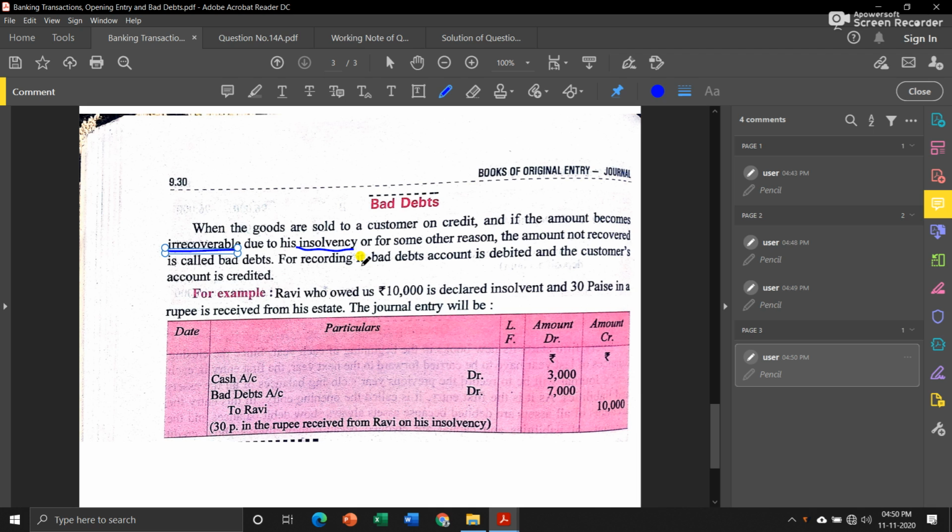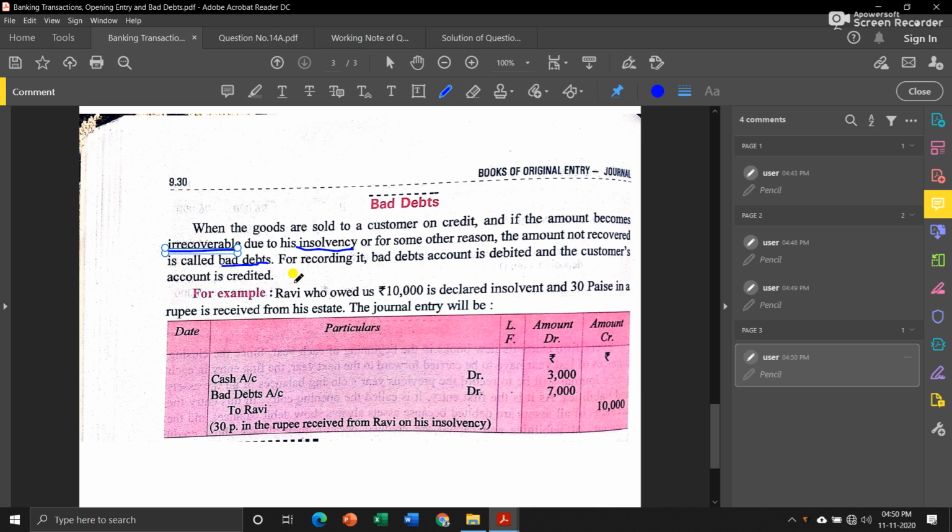Suppose Mr. A bought goods from us on credit. Now after some time, when he is supposed to pay us money, he becomes insolvent, meaning he doesn't have that amount of money to pay us. That is known as insolvent. Now the amount not recovered is known as bad debts.